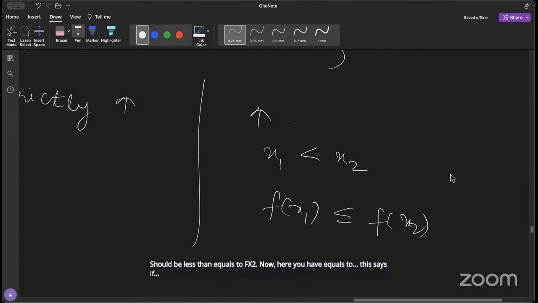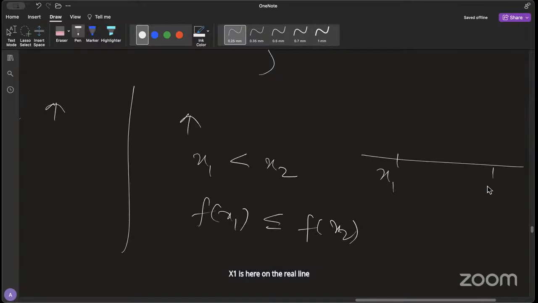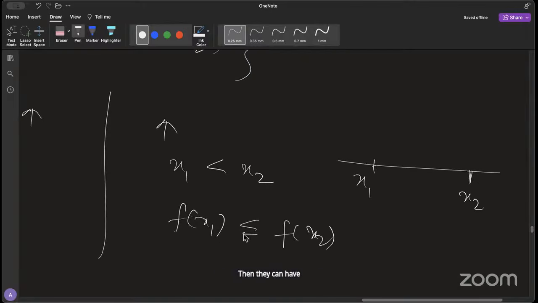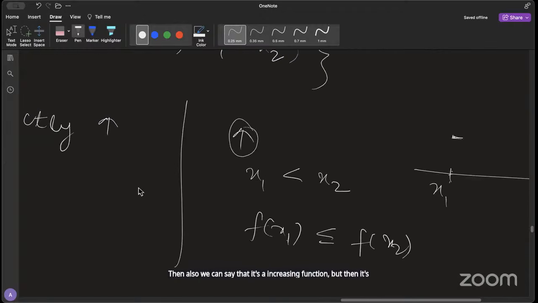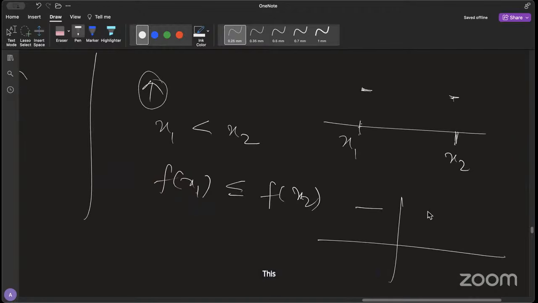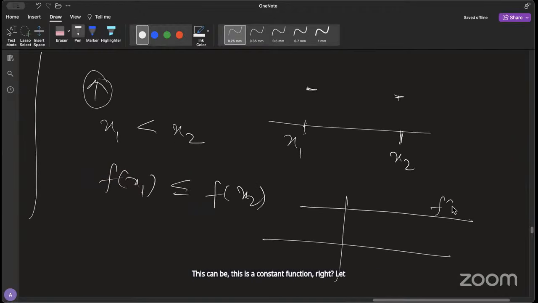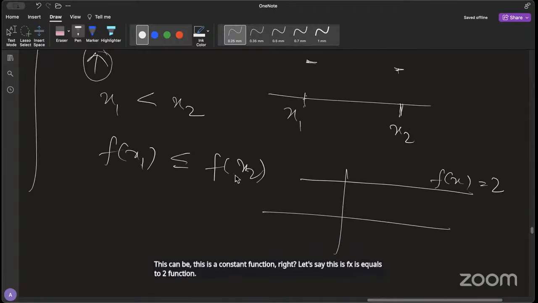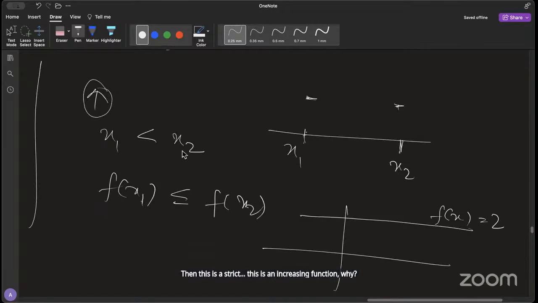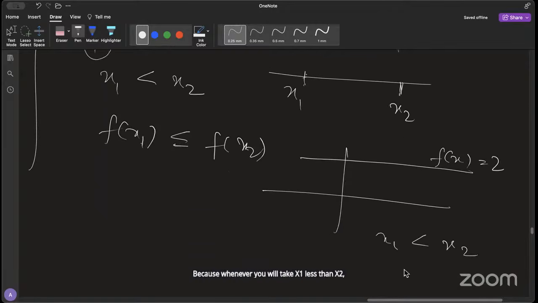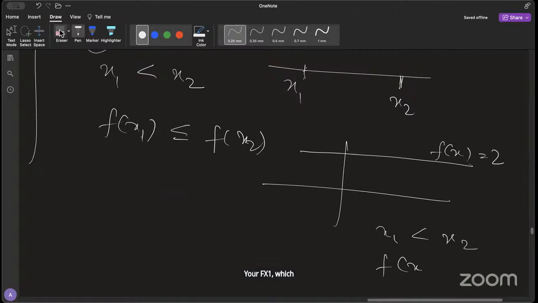This says if x1 is here on the real line and x2 is here, then they can have the same values. If they have the same values, we can still say it's an increasing function, but it's not a strictly increasing function. So basically this is a constant function. Let's say f(x) = 2. Then this is an increasing function. Why? Because whenever you take x1 less than x2, f(x1) is 2 and f(x2) is also 2, so f(x1) is less than or equal to f(x2). The statement holds.